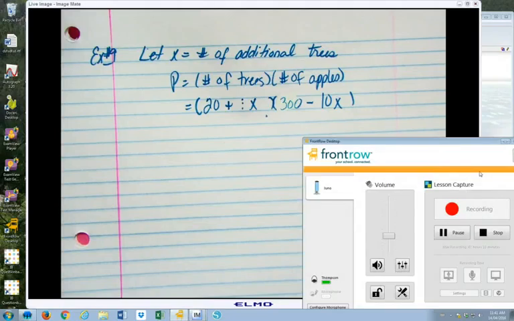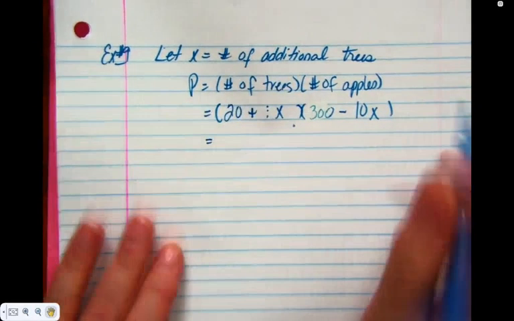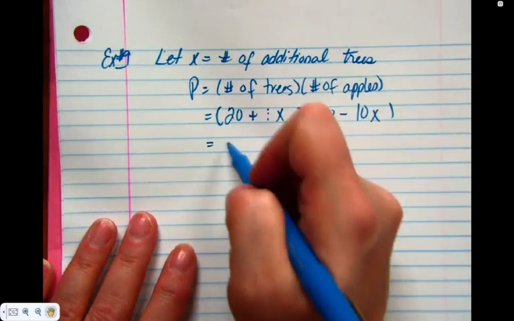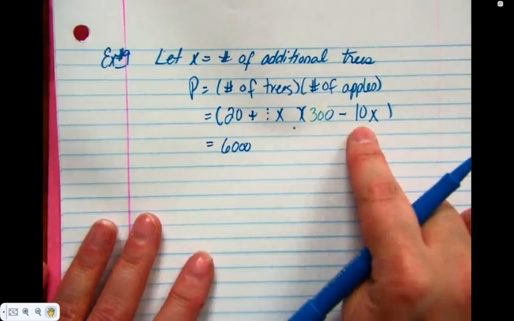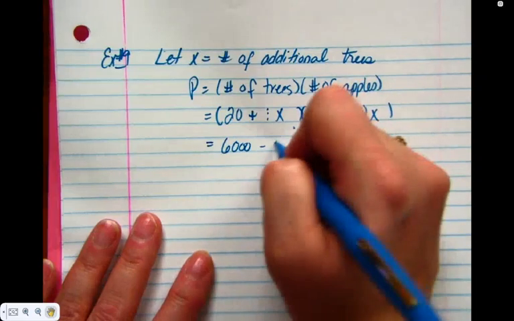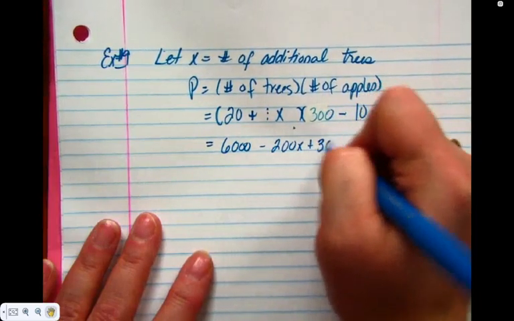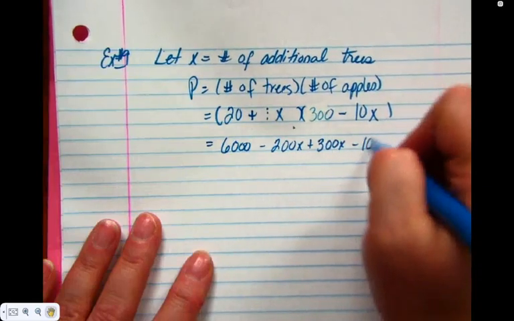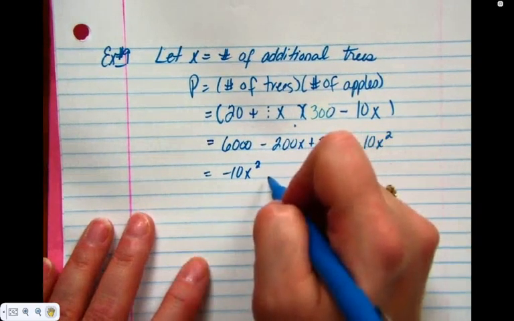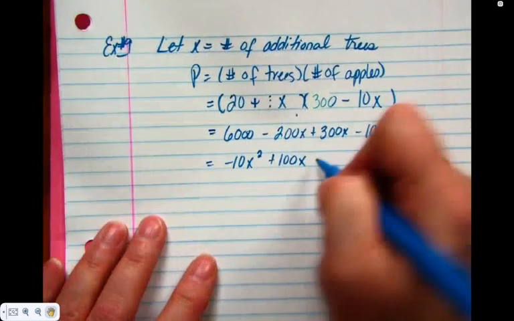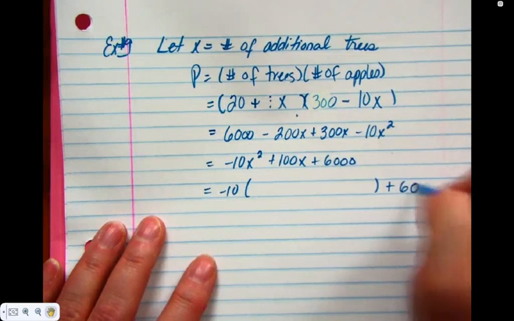Okay, another couple minutes, finish it off, answer the question. 20 times 300. Oh, it's frozen. 20 times negative x. Negative 200x. X times 300. X times negative 10x. So negative 10x squared plus 100x plus 6,000. Negative 10 comes out front, 6,000 gets pushed to the back.